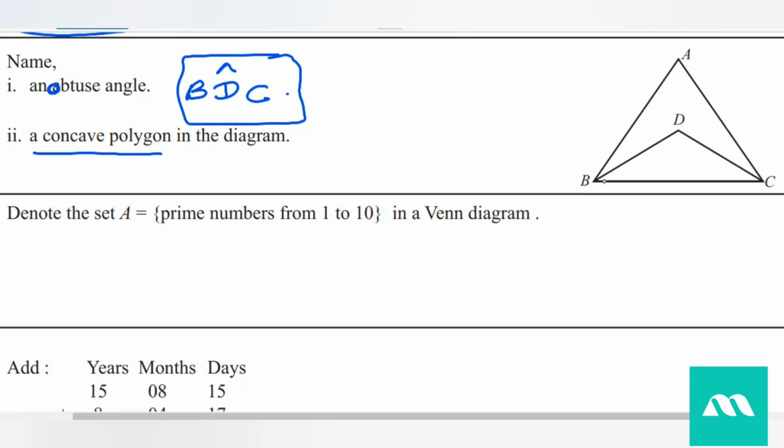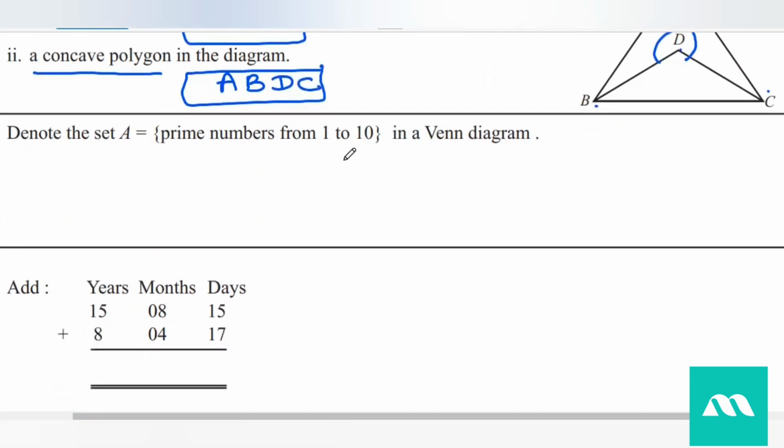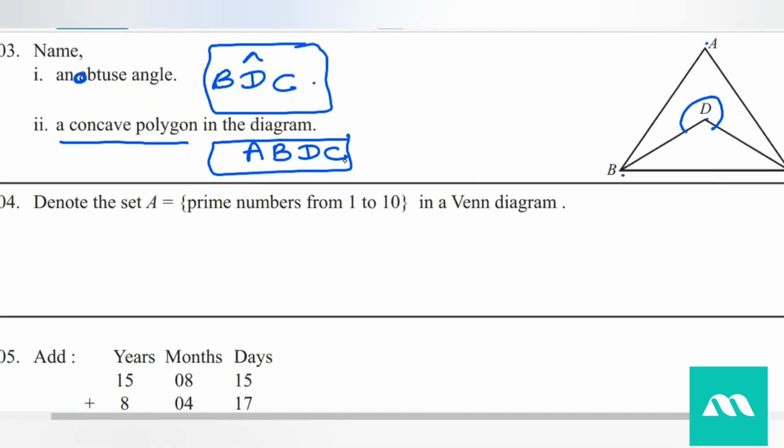Then which one is the concave polygon? Okay. The concave polygon is ABDC, no? A, B, D, C. Because in A, B, D, C, it forms a reflex angle. Therefore, A, B, D, C is the concave polygon. Then you are given 2 marks.